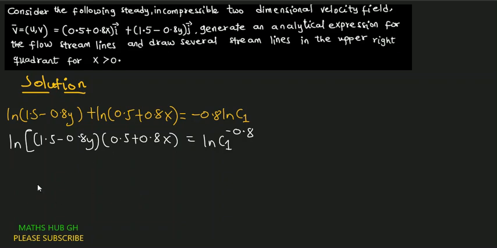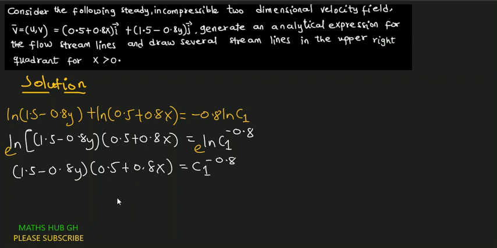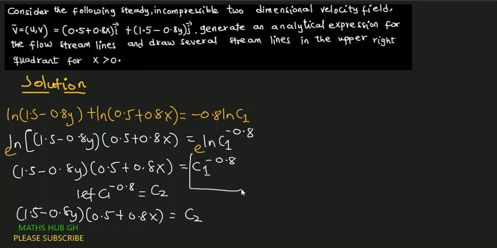At this point I will take the exponent of both sides. If you take the exponent, you are now going to have 1.5 minus 0.8y multiplying 0.5 plus 0.8x equal to c1 to the power minus 0.8. So let c1 to the power minus 0.8 be equal to c2. So 1.5 minus 0.8y multiplying 0.5 plus 0.8x equals c2. This is a constant, and for that reason we represented it with our new constant c2. So let's take note of that.